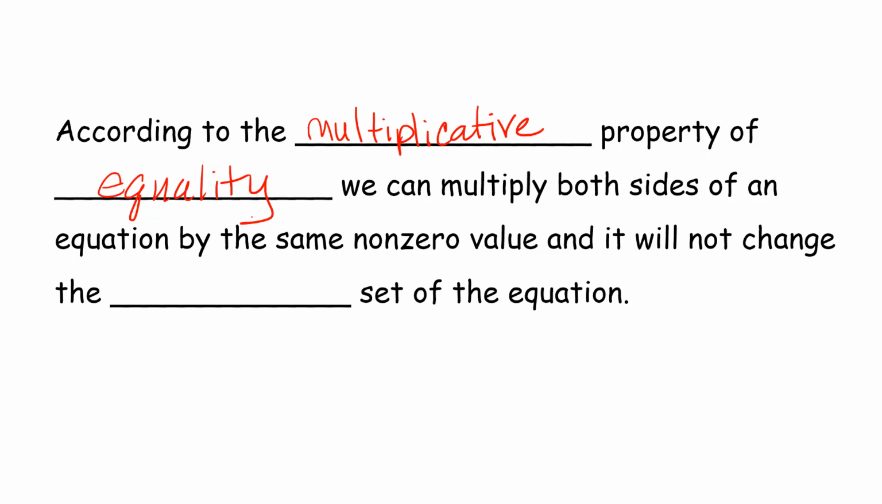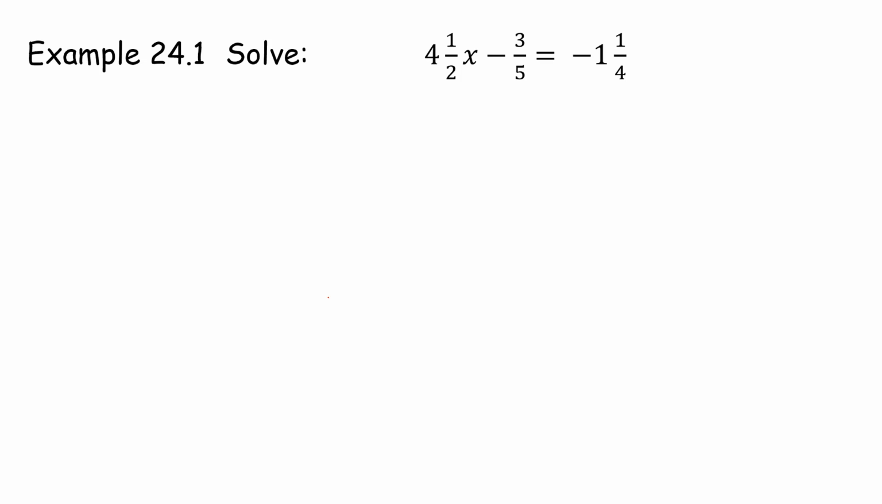we can multiply both sides of an equation by the same non-zero value, and it will not change the solution set of the equation. All right, so there are times when we will want to make an equation look more neat and easy to work with, and that time is usually when the equation is full of fractions. So this equation has two mixed numbers. So we want to change those mixed numbers, first of all, into improper fractions.